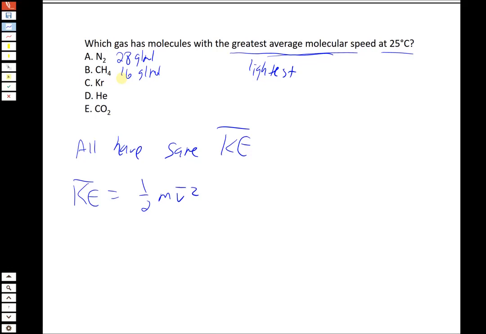And so the atomic mass for krypton, let's see, is 84, let's just round, 84 grams per mole. That one is pretty heavy. Helium is only going to be 4 grams per mole, and then CO2 is 44. So the one that's going to be moving the fastest is the lightest of these, which is helium. And that's going to be our answer then, choice D.